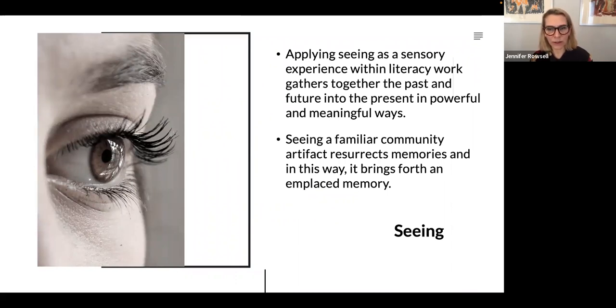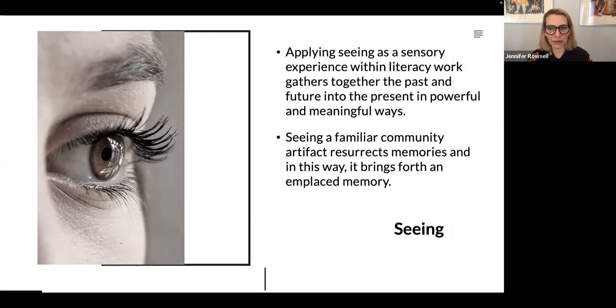So the project I talked about with adults with addiction, they would get cameras, they would go out in the community, they would take photos, they would write compositions about them. It's seeing a familiar community artifact that resurrects memories or ways of being. And there are other ways you can look at seeing that I'll talk about with the adult literacy project I did.